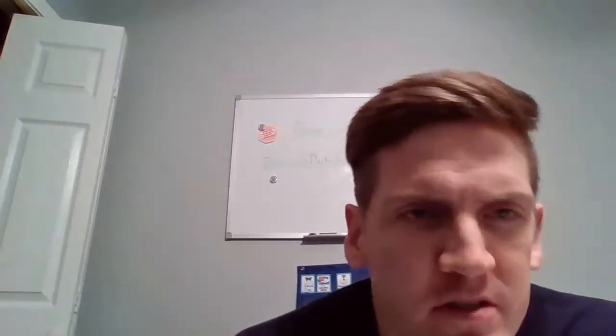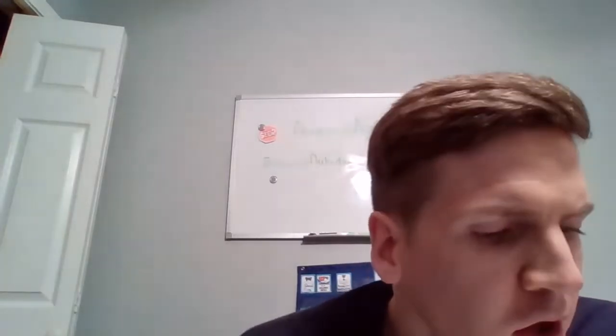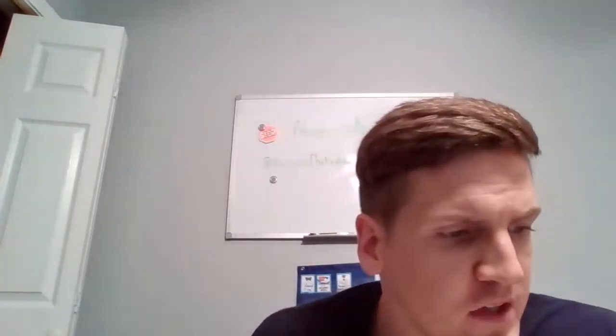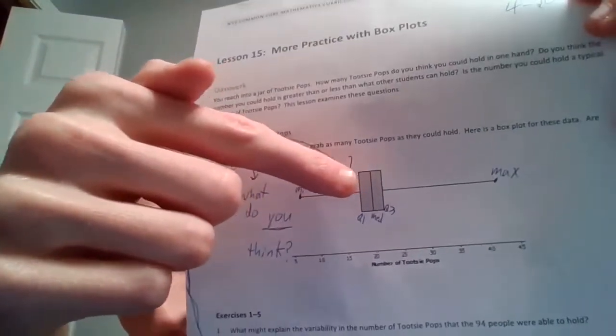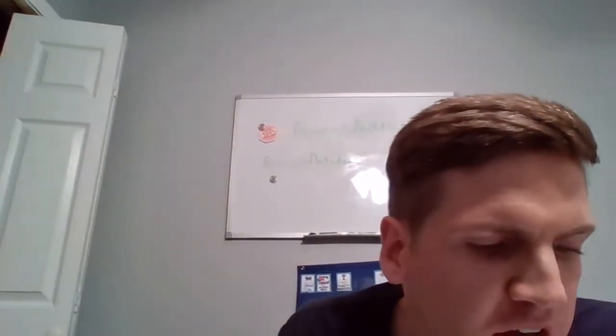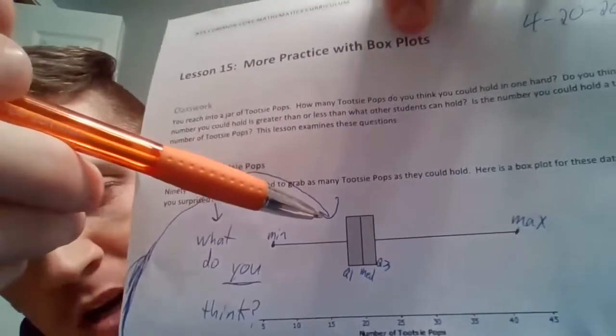And then the second thing I said, and this kind of goes back to what we were talking about as far as the meaning of box plots and quartiles, I wrote that the box of the box plot, if we're talking about the box right here, it's pretty small on this one. I said it showed that the middle 50% of people can hold between 18 and 22 Tootsie Pops. So remember what we were saying, guys. It happens with the box plot too.